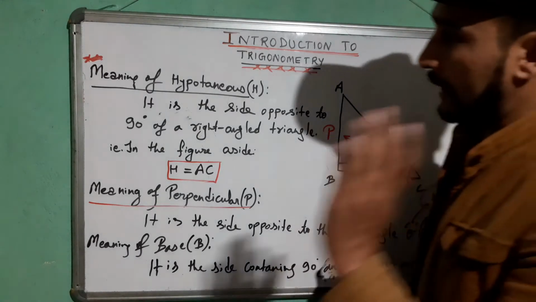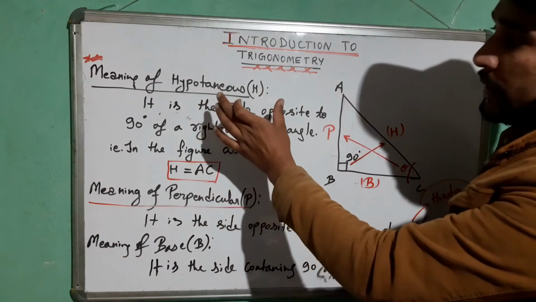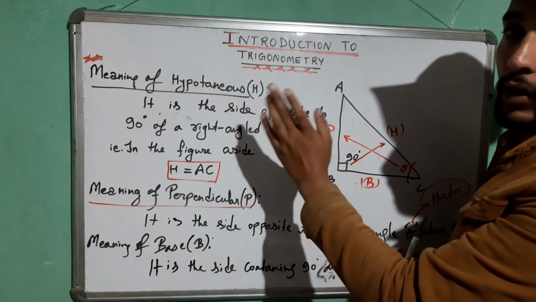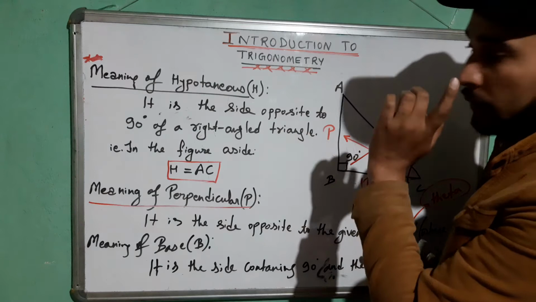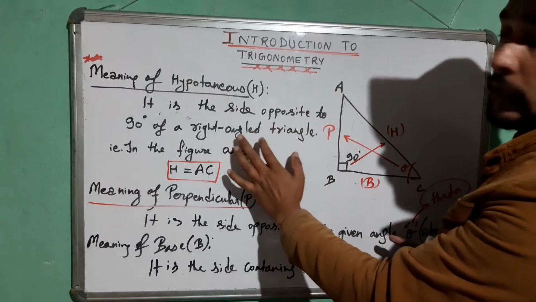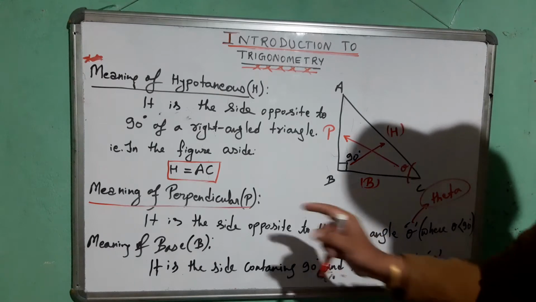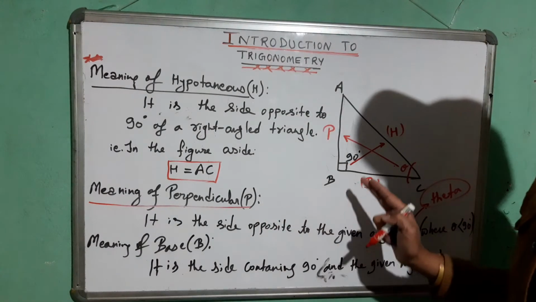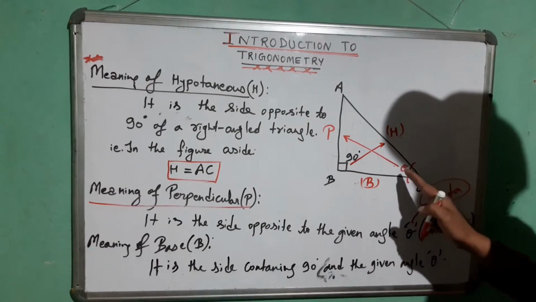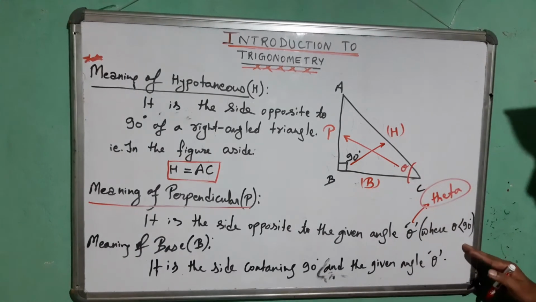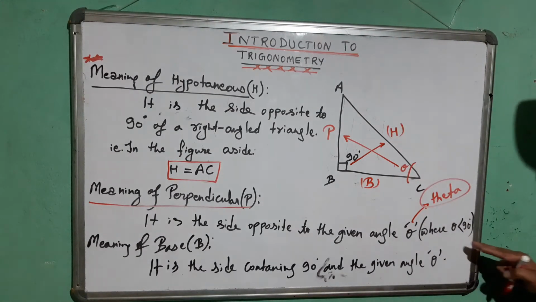So the main thing you should know is the hypotenuse. Hypotenuse is the longest side, and it is always situated just opposite to the 90 degree angle. Perpendicular means the side which is opposite to the given angle theta. Theta should be less than 90 degree.